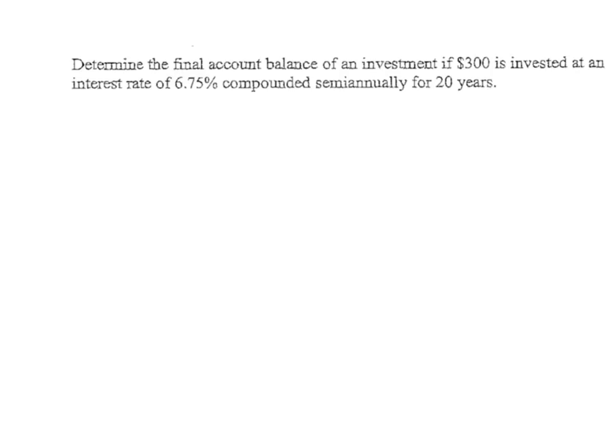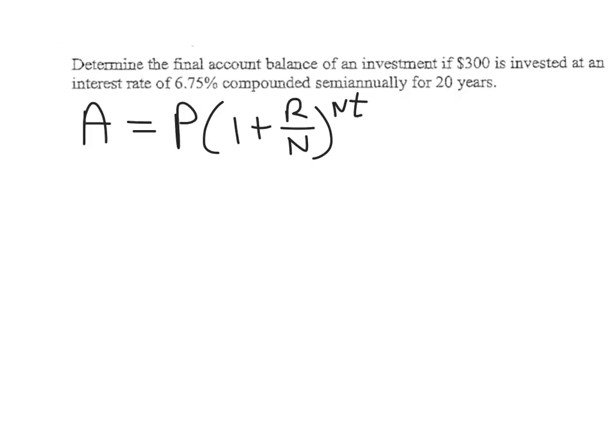Determine the final account balance of an investment if $300 is invested in an account, an interest rate of 6.75% compounded semi-annually for 20 years. So the first thing you want to do is write out the formula. A equals P parentheses 1 plus R over N, close parentheses, raised to the N times T power. Make sure you know that N times T is in the exponent spot of the formula.